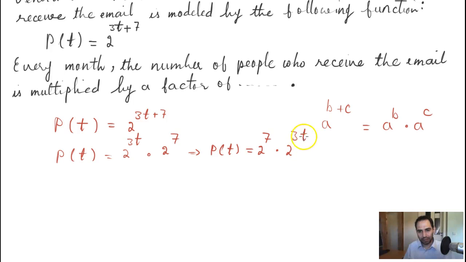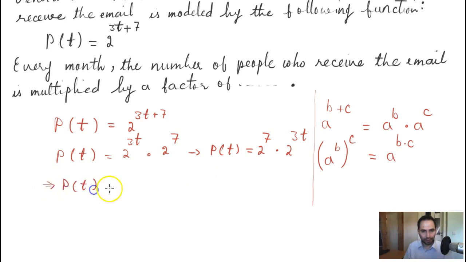I told you in the previous video that if you have a raised to the power b whole raised to the power c, you can write this as a raised to the power b times c. So now I have a raised to the power b times c here, and I can write it in this form. So p of t is equal to 2 raised to the power 7 times 2 cube whole raised to the power t, based on this rule.